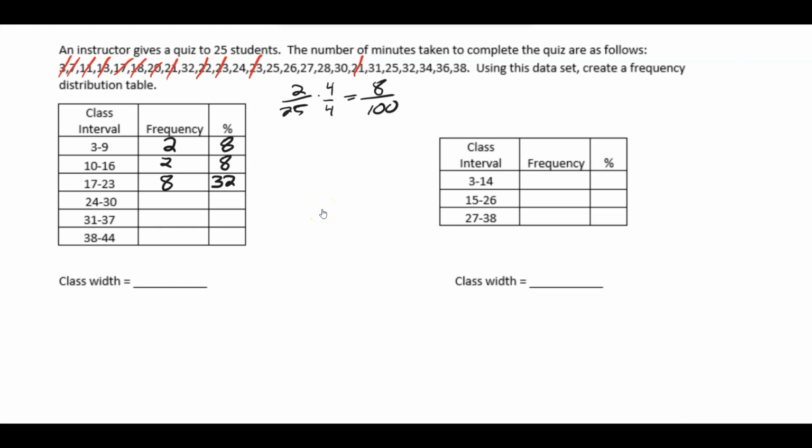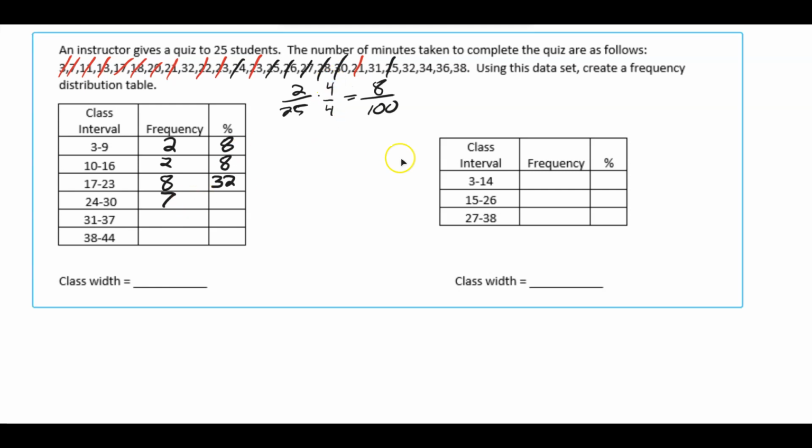24 to 30. 1, 2, 3, 4, 5, 6, 7. I get 7 of those. 7 times 4 is 28. That would be 28%.